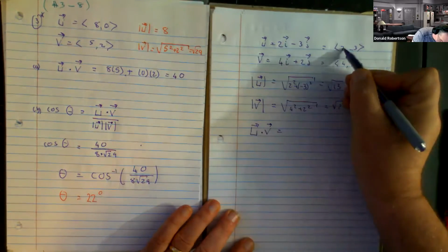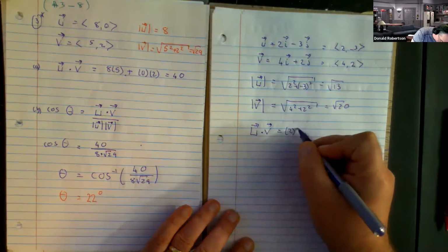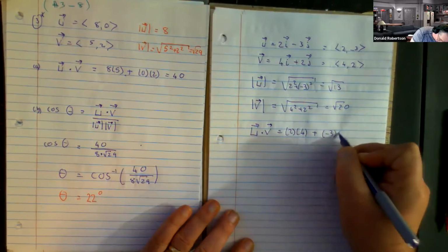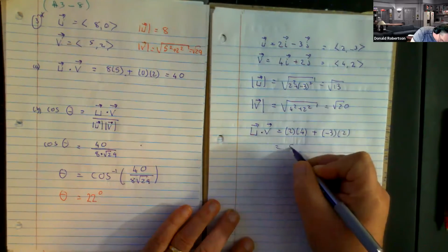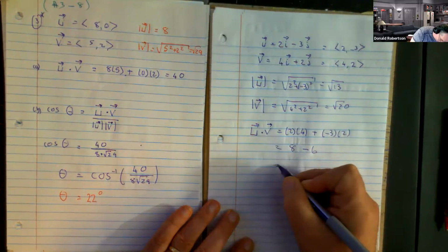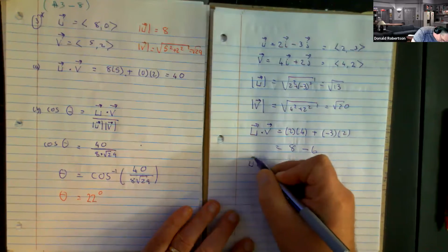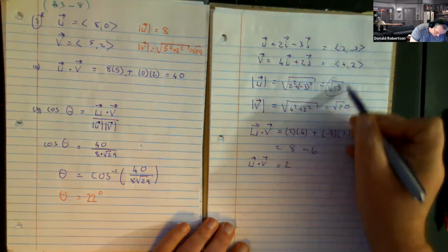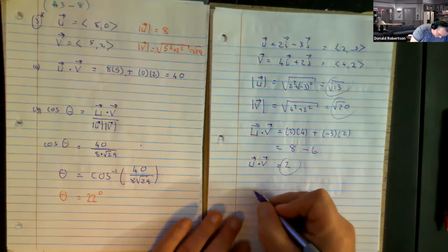And it's going to be 2 times 4 plus negative 3 times 2. And that guy is 8, and that guy is 6, and so the answer is 2. Okay, I've got all the bits. I need that bit, I need that bit, and I need that one.